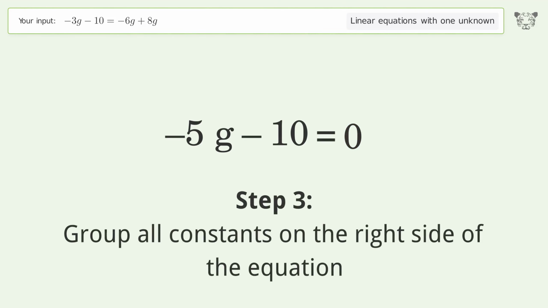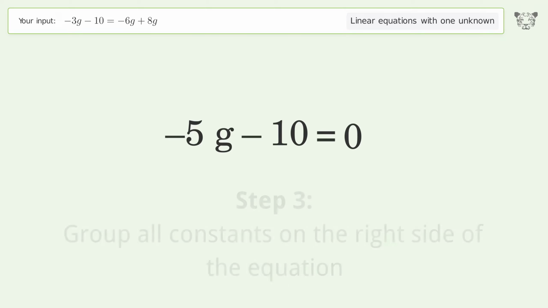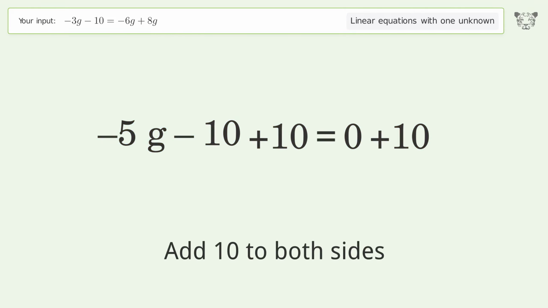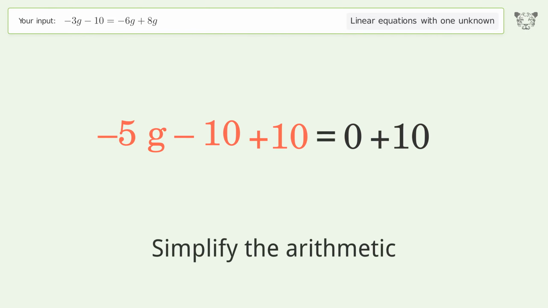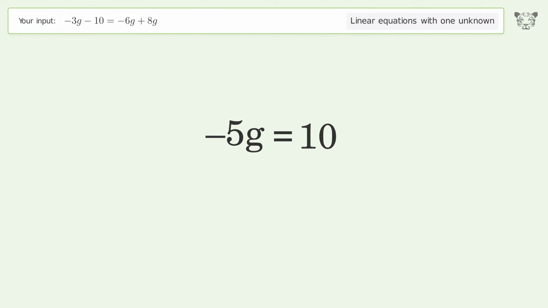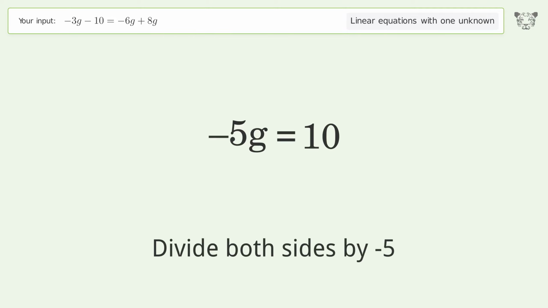Group all constants on the right side of the equation. Add 10 to both sides. Simplify the arithmetic. Isolate the g. Divide both sides by -5.